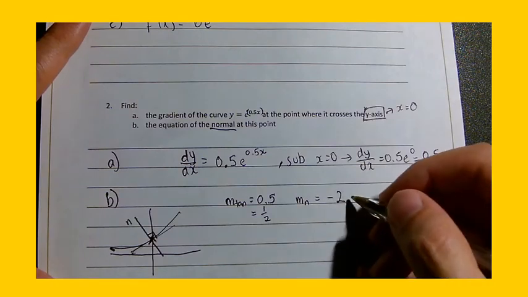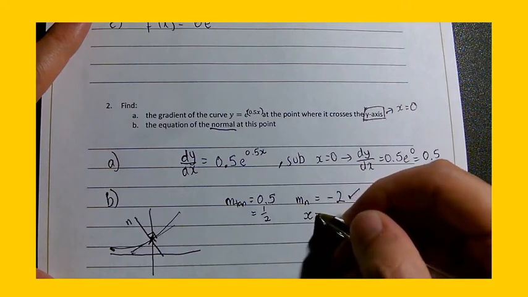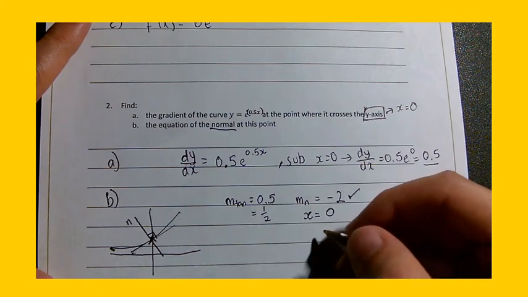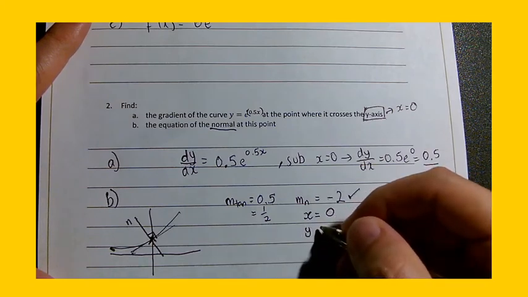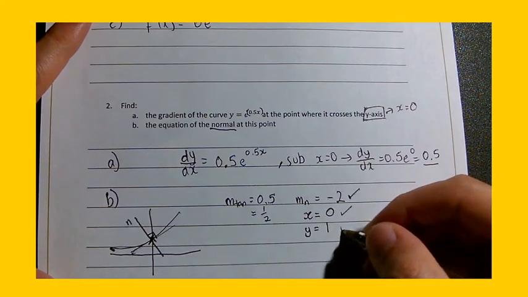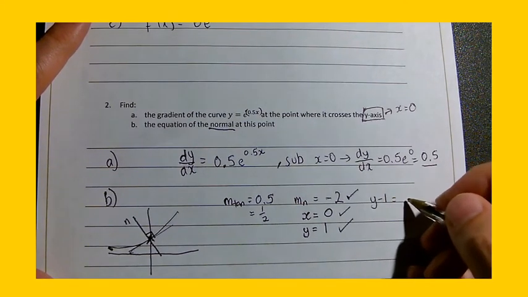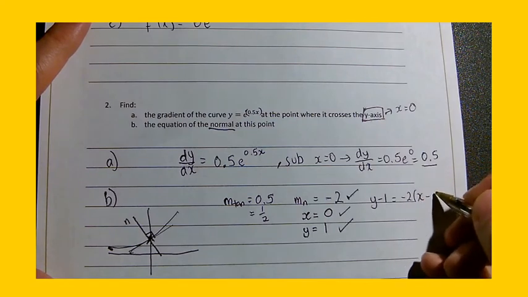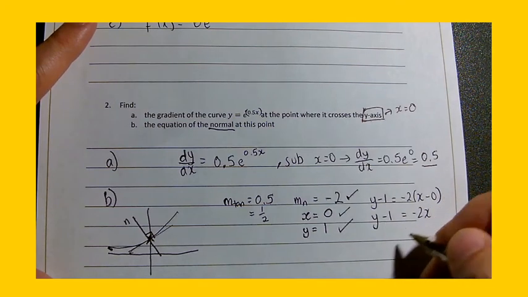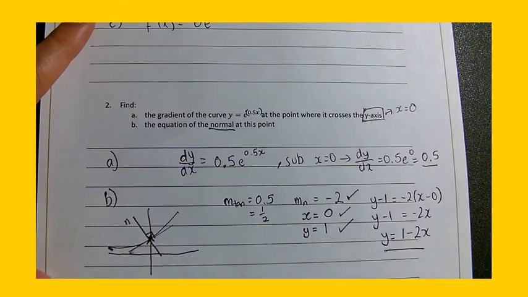Right, so I've got the gradient of my normal. I know that the x value will be equal to 0. The y value, well, that will just be equal to 1. Or y equals e to the 0, which is just 1, yep. So I've got everything I need to find the equation of the normal. So I'm going to use straight lines knowledge. y minus y1 equals m times x minus x1. Okay, I'm going to expand the brackets here. And that's the equation of the normal.